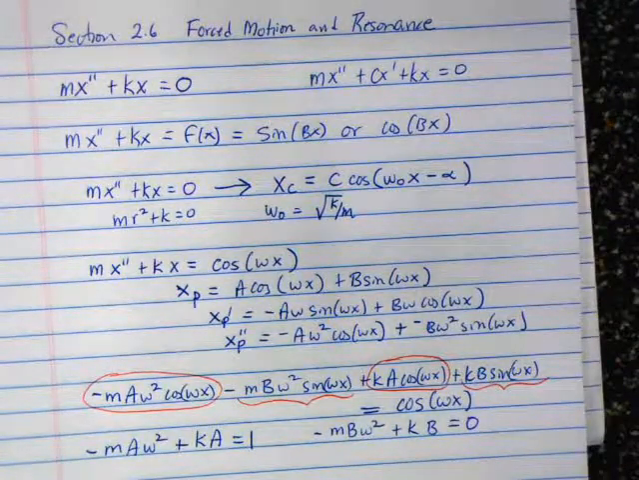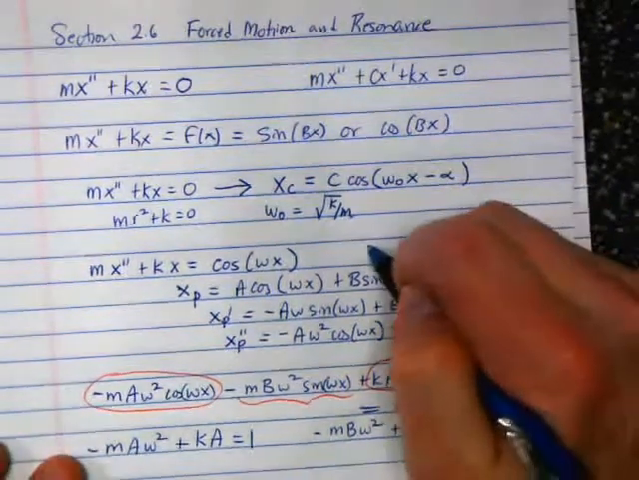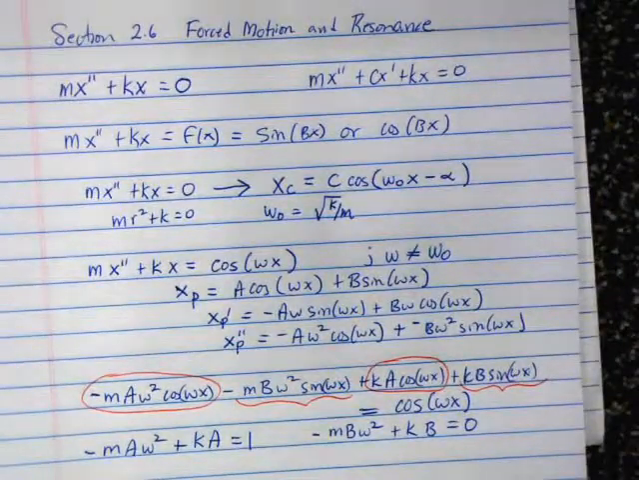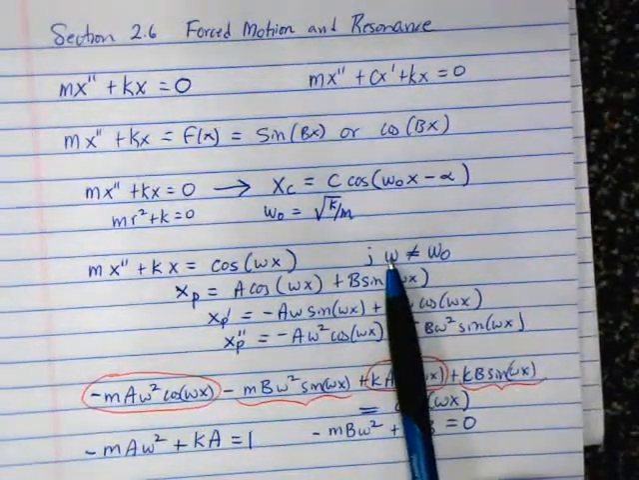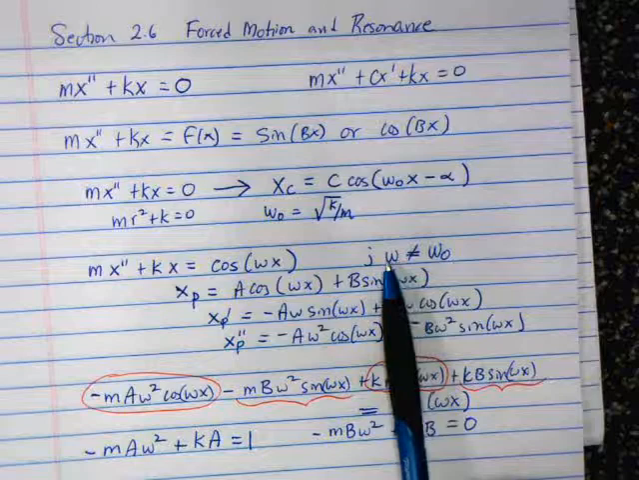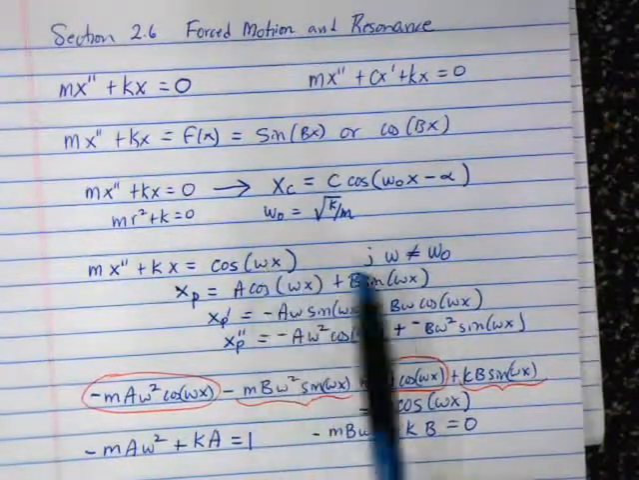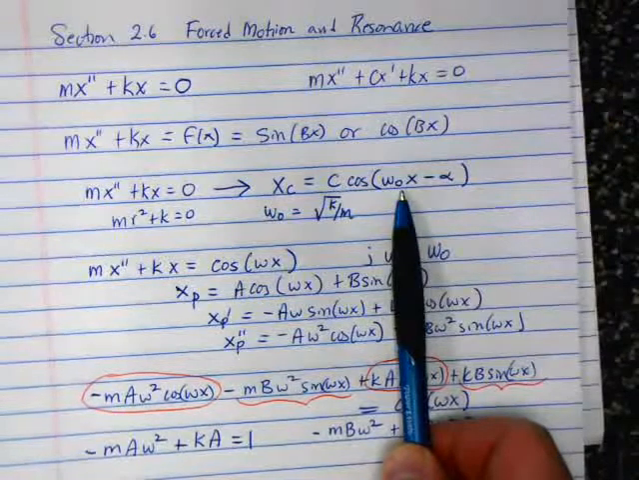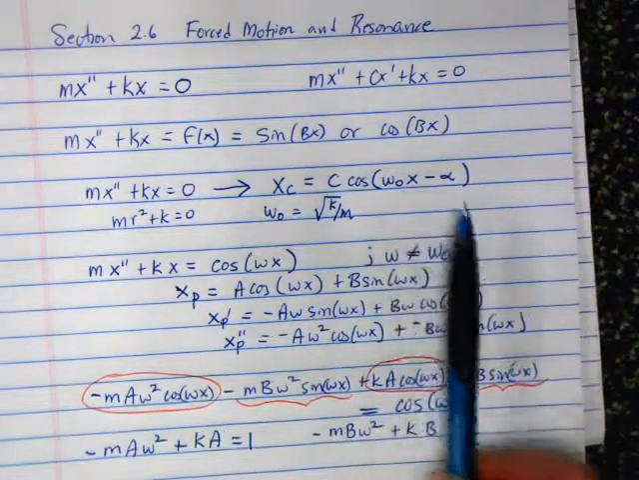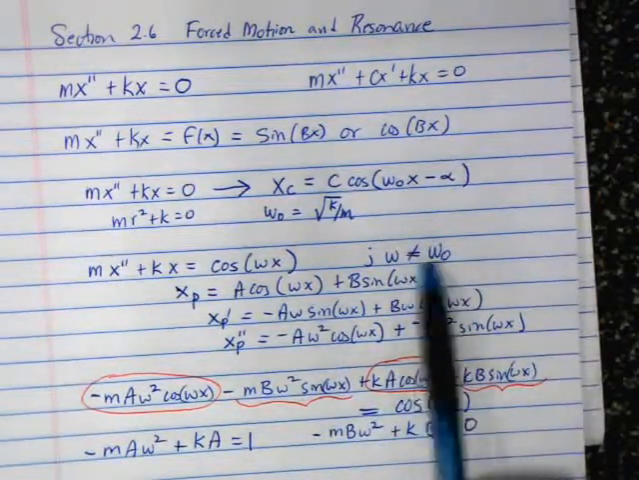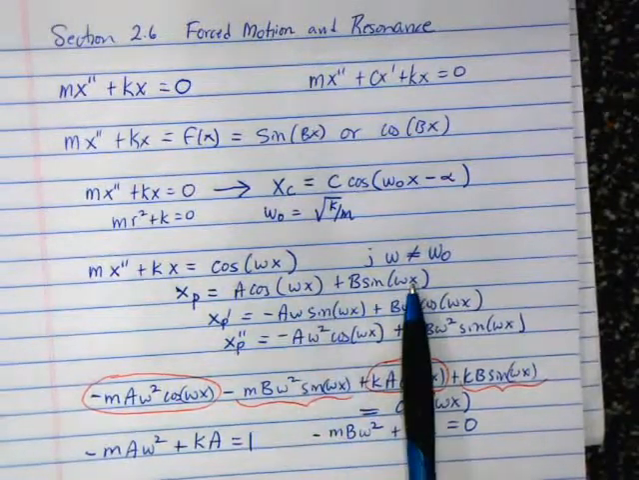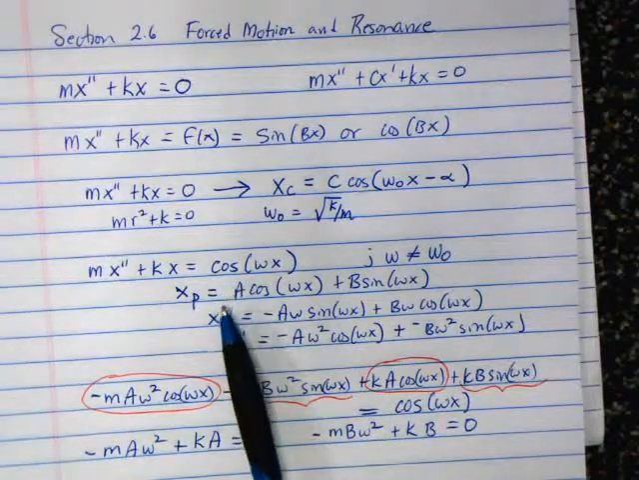And I should have told you one important thing way back from the beginning. I want to make sure that omega is not the same as this omega naught. Why do I want to ensure that this omega that I'm using here is not the same as that omega naught that I got from there? What if they were the same? It would mess something up. Then this would no longer be linearly independent, and I'd have to multiply it by x, and it would get a lot uglier, wouldn't it?